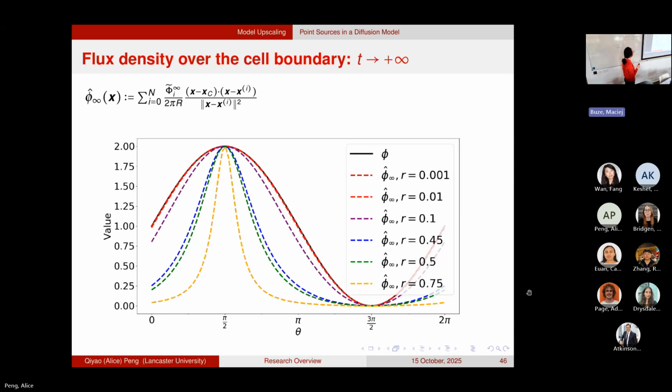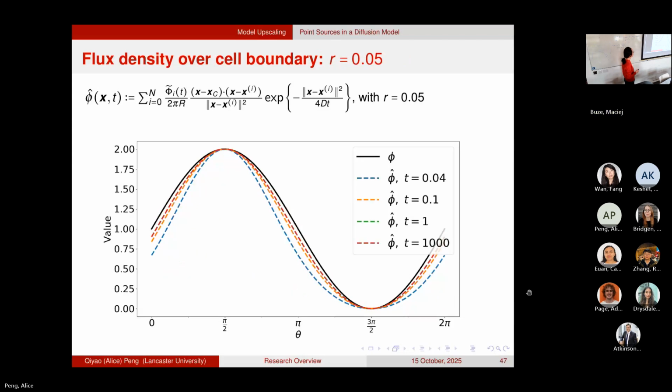What you can see is that if you look at the flux at infinity time, and then reduce r, which is the distance between the two Dirac delta points, this curve is getting closer and closer to the sine curve that we want. The same thing happens if you choose a relatively small enough r: by sending the time t to larger values, this curve is also moving closer to the sine curve. And we are already able to prove that by sending t to infinity and also r to 0, you get the sine curve back.